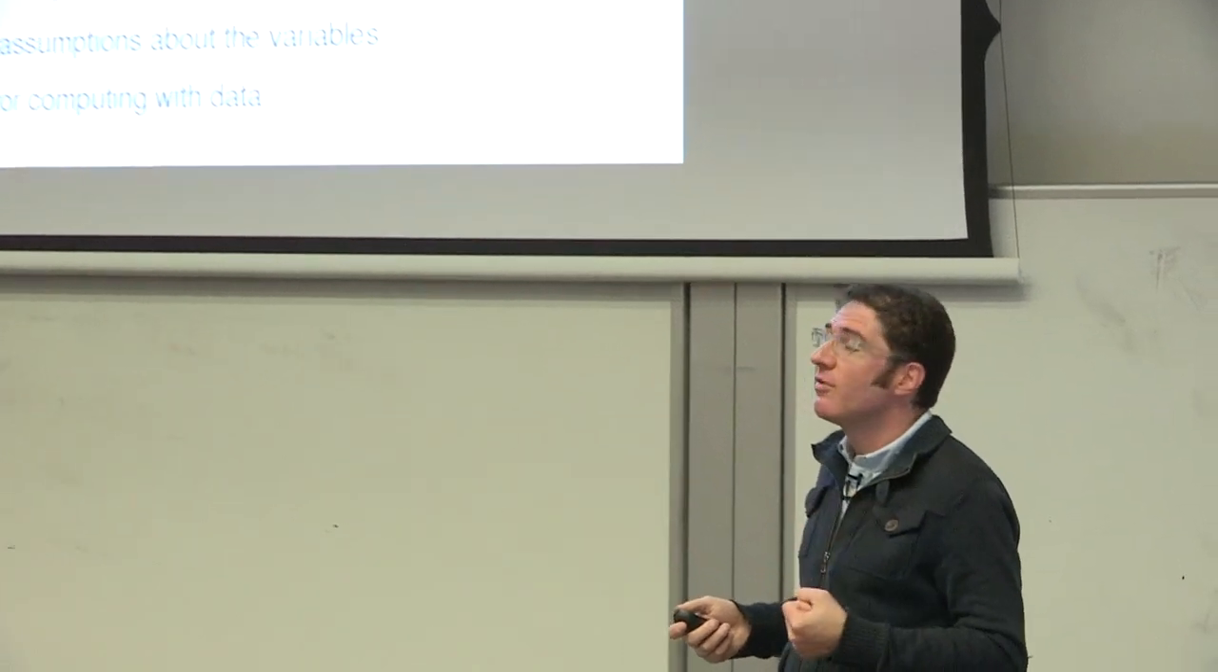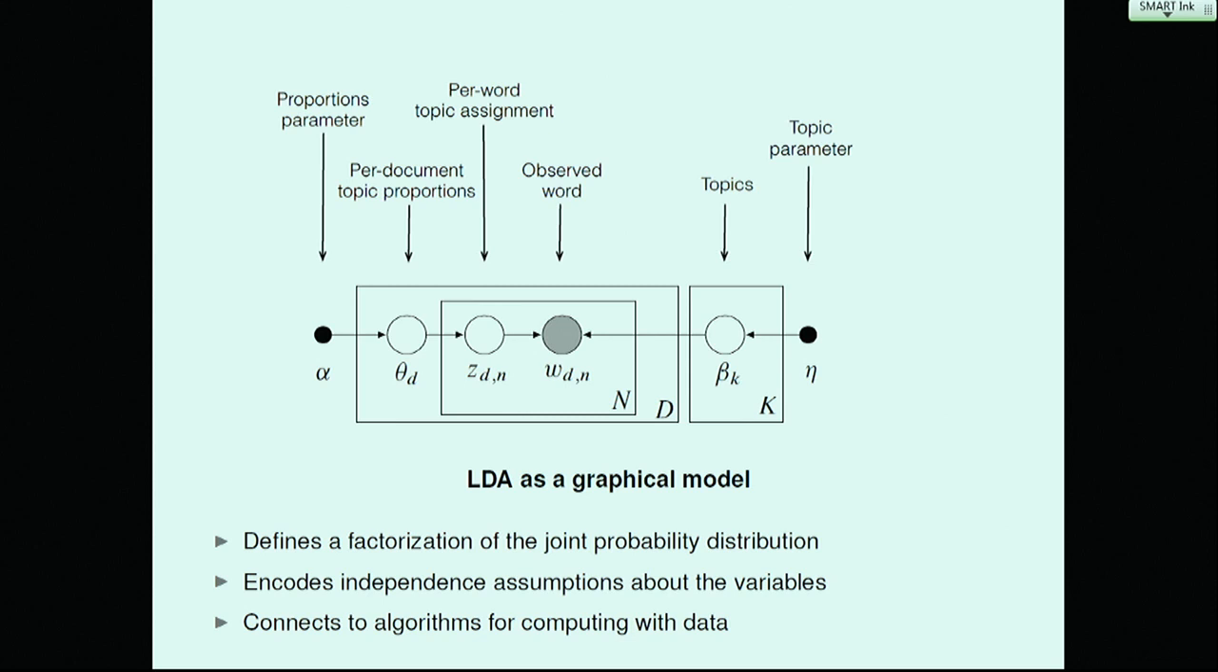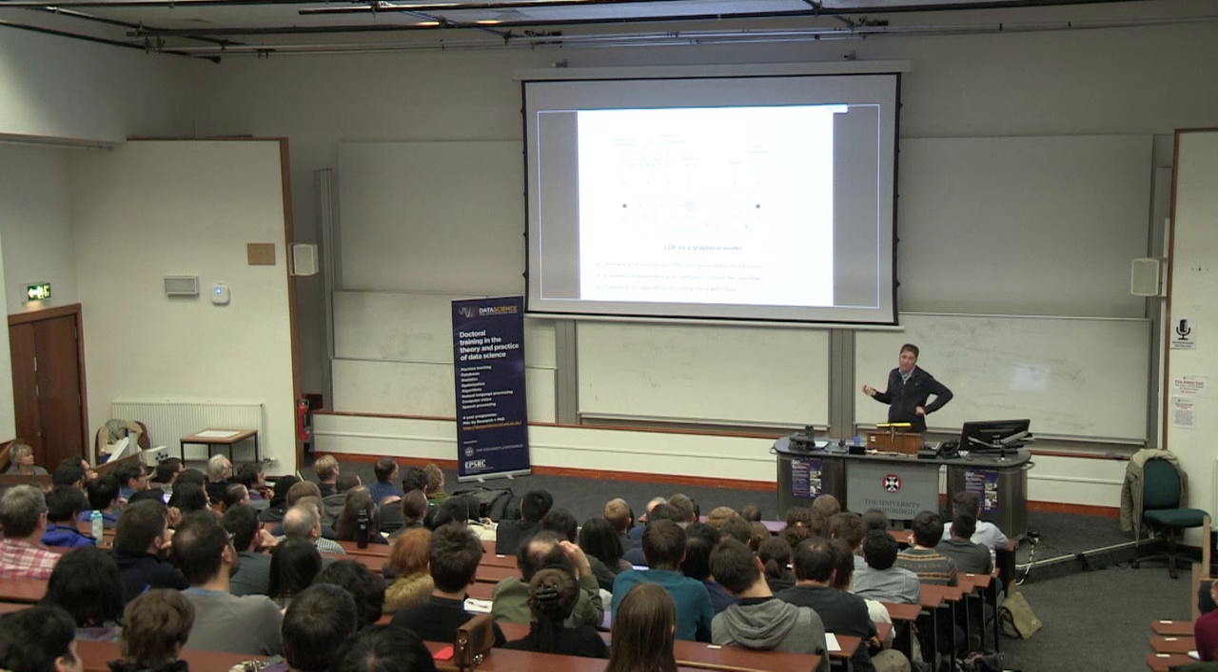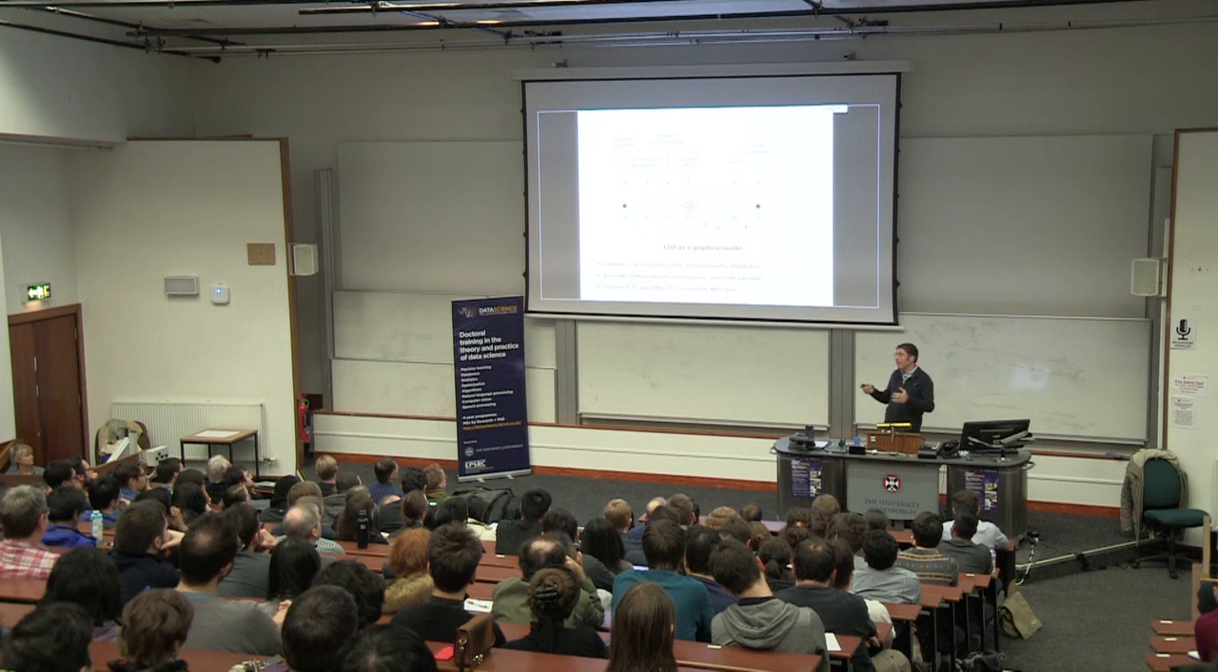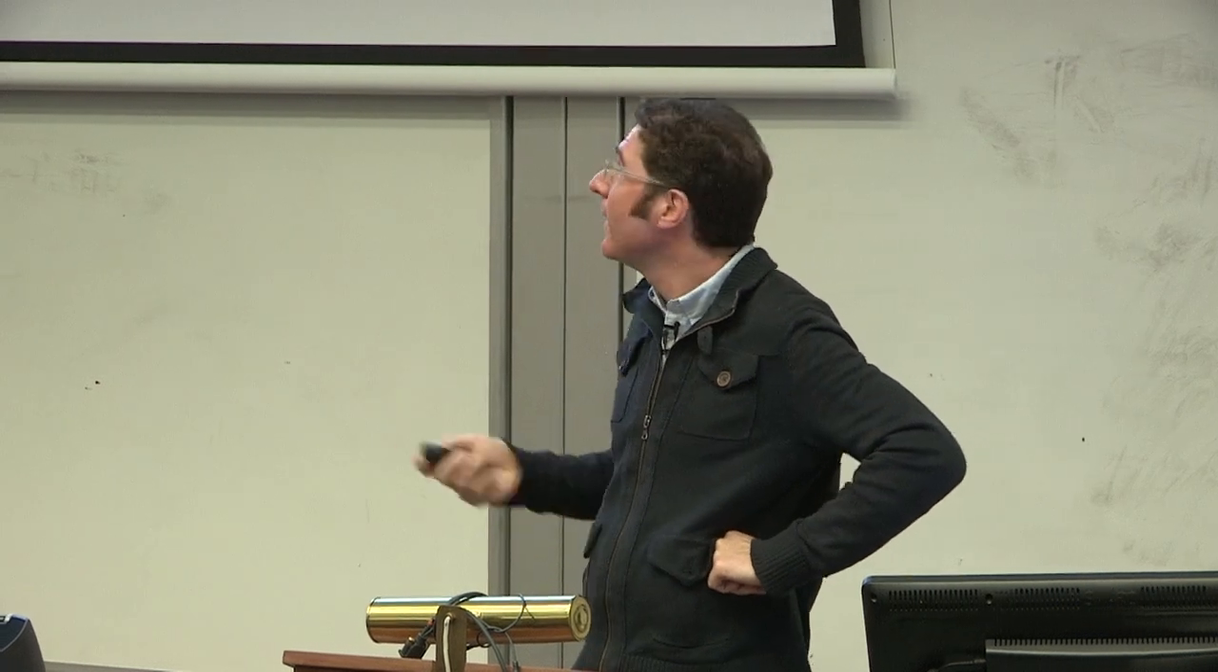It encodes independence assumptions about the variables through things like d-separation and the Bayes-Ball algorithm. You can answer from this graph which random variables are dependent and conditionally independent. And importantly, it connects to algorithms for computing with data. So the problem that we want to solve, of inferring the hidden variables given the observations, that's an inference problem. And this graph helps us write down the algorithms that can solve that problem. Okay, this is why graphical models is a beautiful field, with good books and papers written about it, worth knowing about.